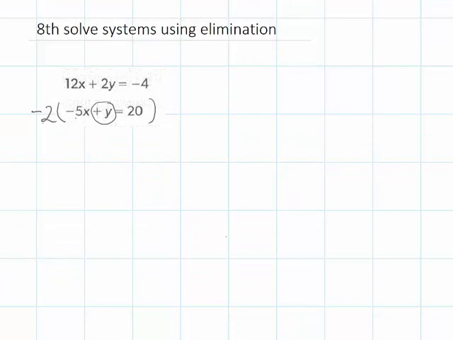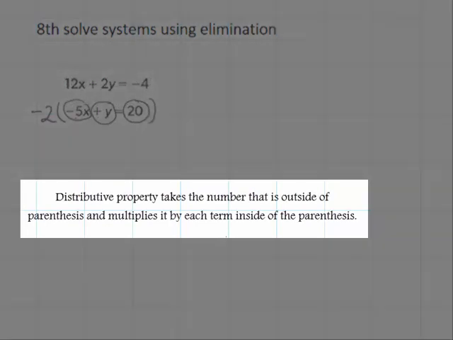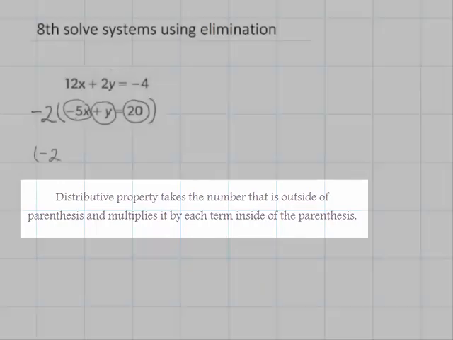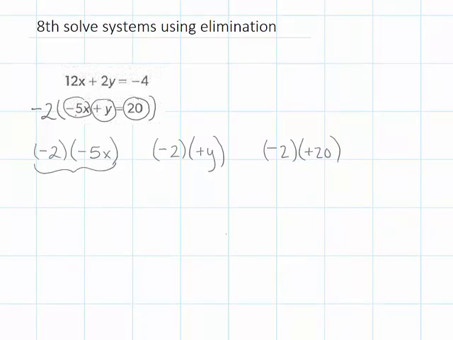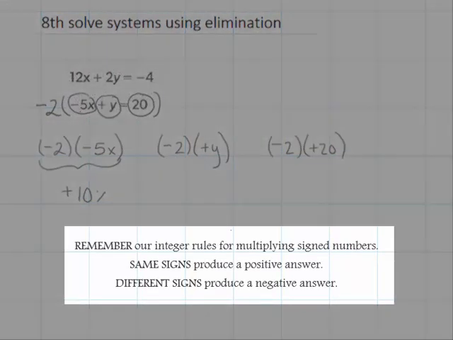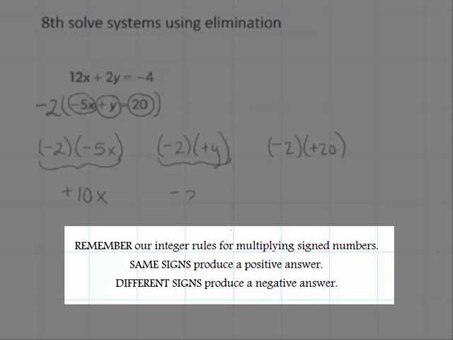I'm going to distribute negative 2 to each term inside of my parentheses. So I'm going to create 3 multiplication problems. Negative 2 times negative 5x. Negative 2 times positive y. Negative 2 times positive 20. First one gives me positive 10x. Second one gives me negative 2y. Third one gives me negative 40.